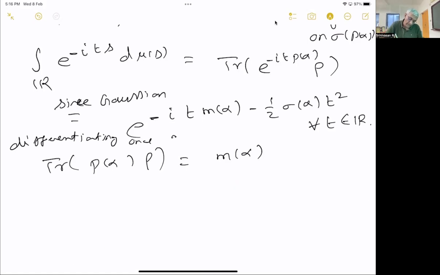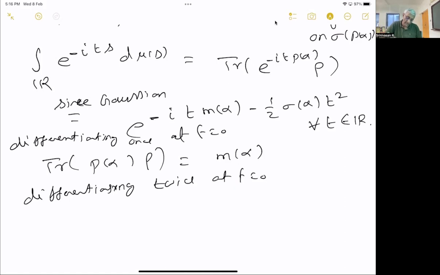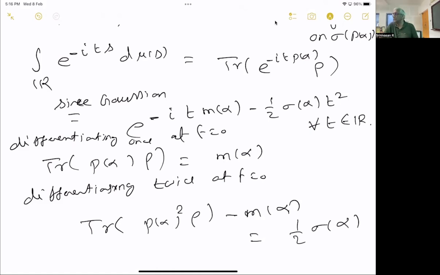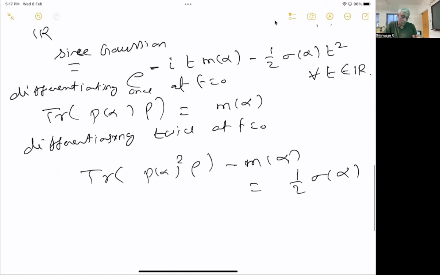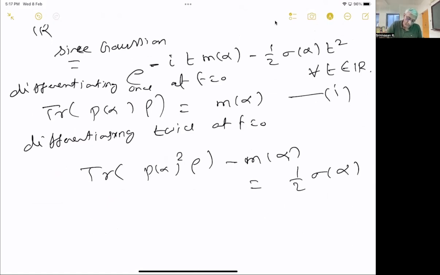Differentiating twice at t equals 0, we again get the trace of P(alpha) squared rho, minus m(alpha) squared, equal to sigma of alpha, with the factor of a half. That's what you will get. So you call it 1, you call it 2.